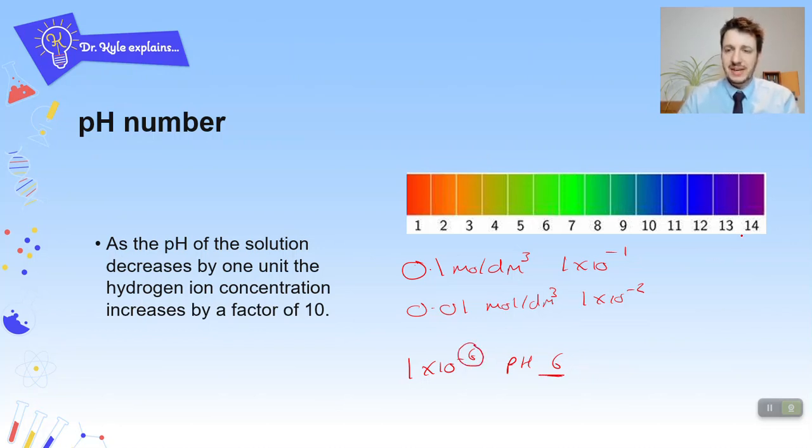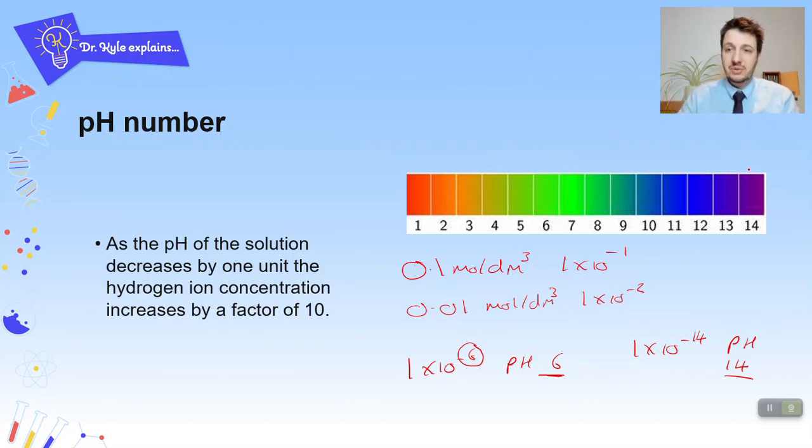So in terms of the alkaline numbers here, if we had 1 times 10 to the minus 14, it would have a pH of 14. And so to find what the pH number is, you just take the power of the hydrogen ion concentration, and that will tell you the pH number.